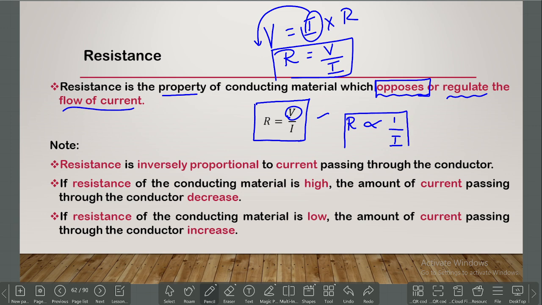So what is the meaning of the word inversely proportional? If the resistance of the conducting material is high, by that time the amount of current passing through the conductor will decrease. Or another condition, if resistance is low, by that time more current will pass through the conducting material. Based upon this condition we can say that resistance is inversely proportional to the current.